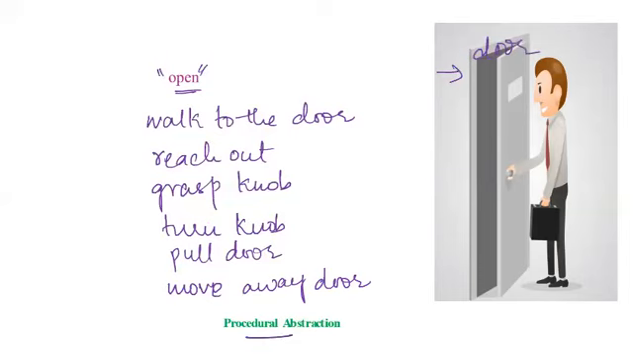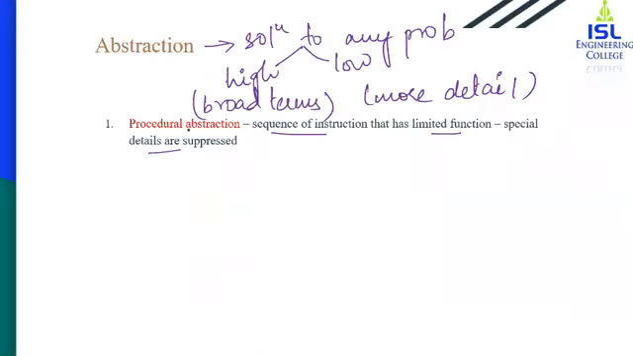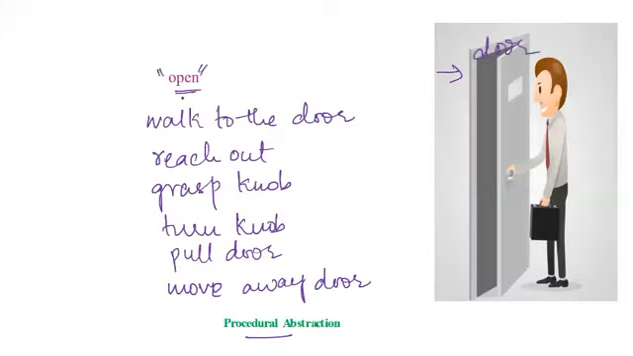So this is procedural abstraction. Now we'll read the definition again. It is a sequence of instructions that has limited function, and special details are suppressed. What were these limited functions? These were walking to the door, reaching out, grasping the knob, turning, pulling the door, then moving away from the door. So this is your procedural abstraction.